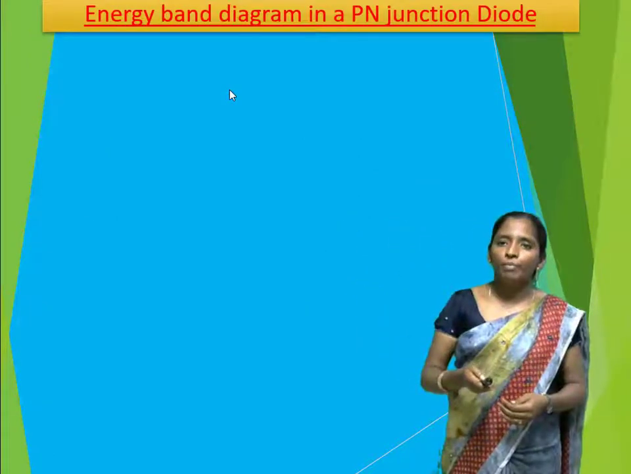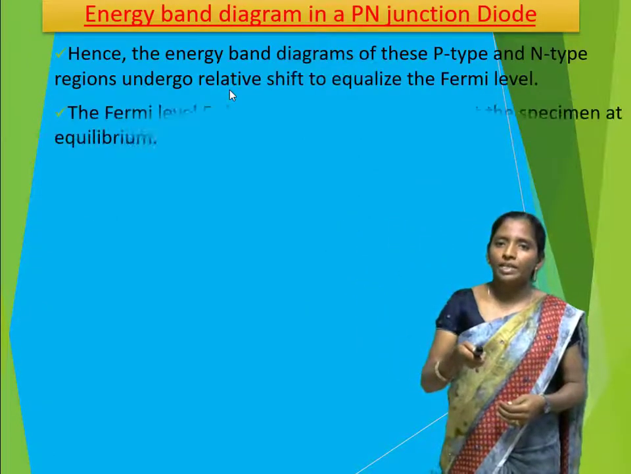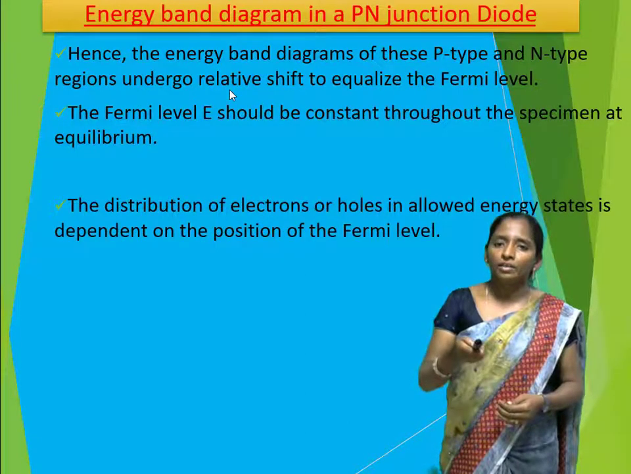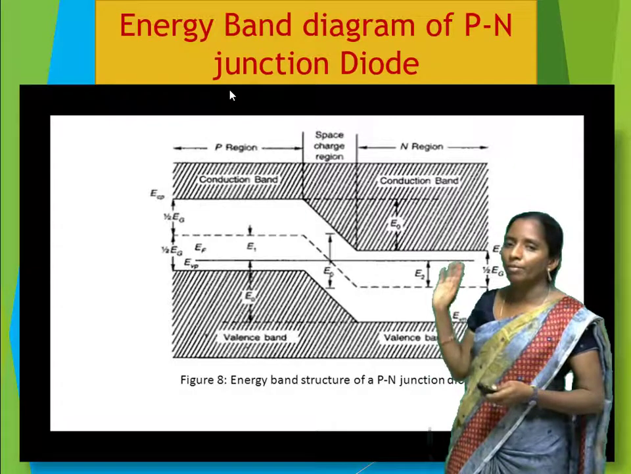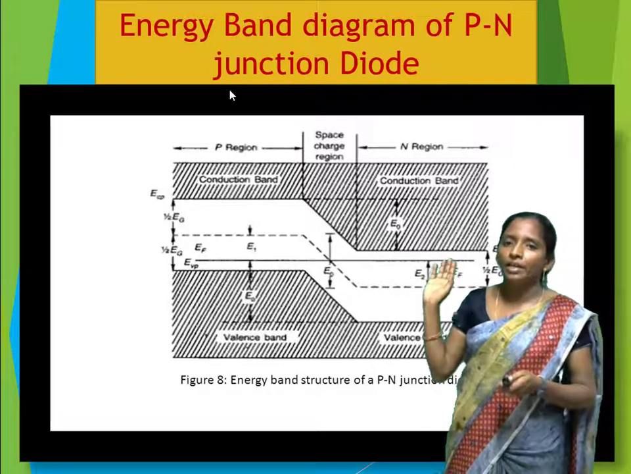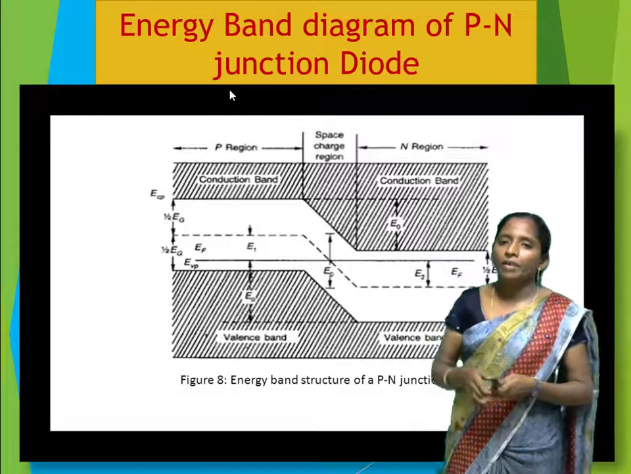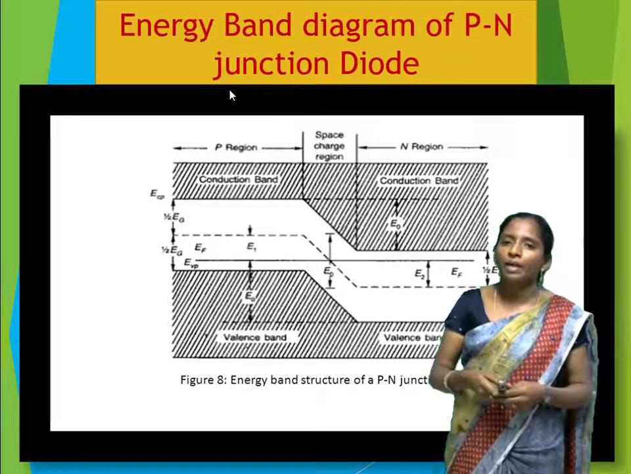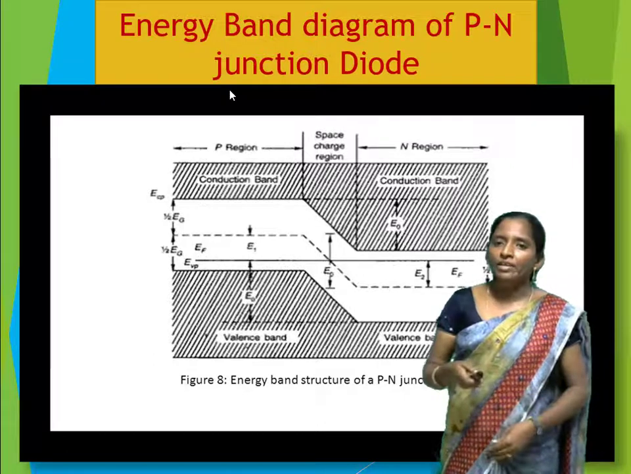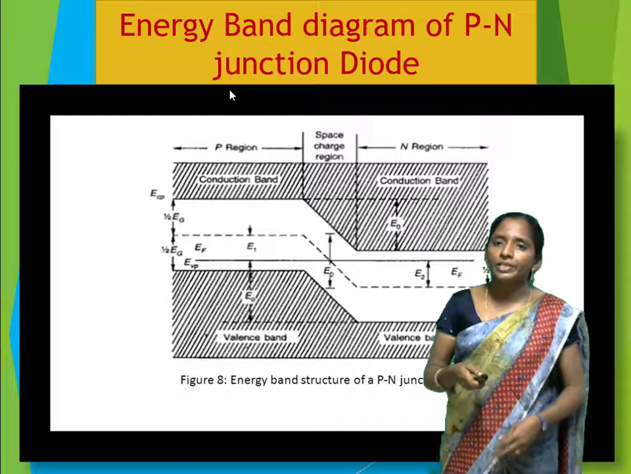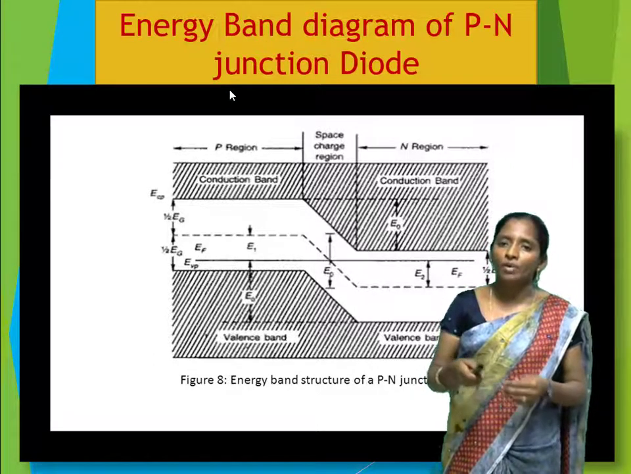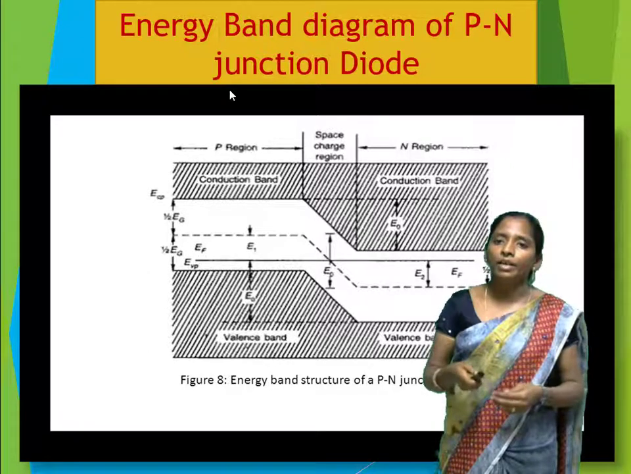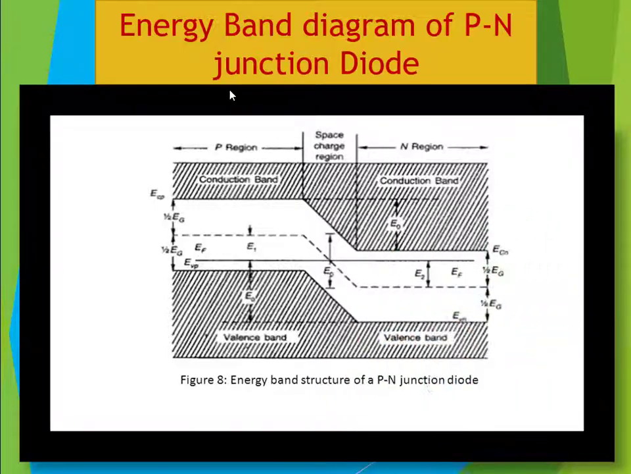Energy band diagram of PN junction diode. This is the energy band diagram of the PN junction diode. Here the Fermi energy level in the p-type material is towards the valence band, and the Fermi energy level in the n region is towards the conduction band. So we have to equalize these Fermi energy levels. Then only the diode will work properly.